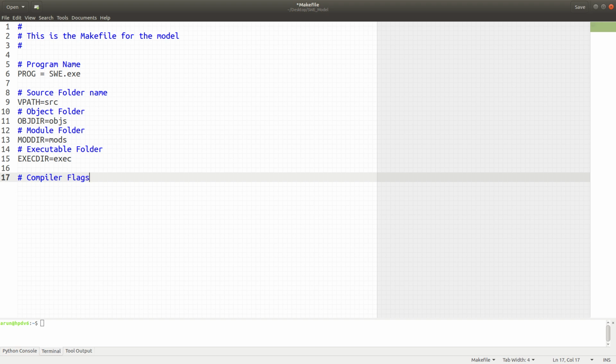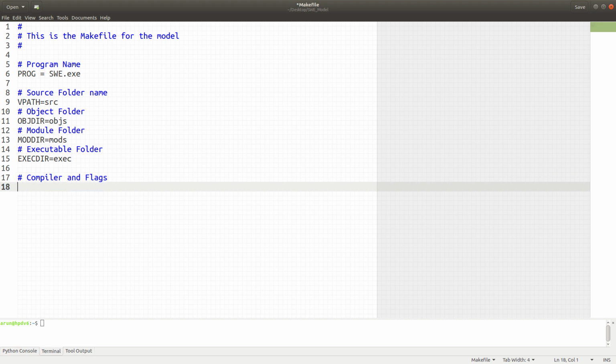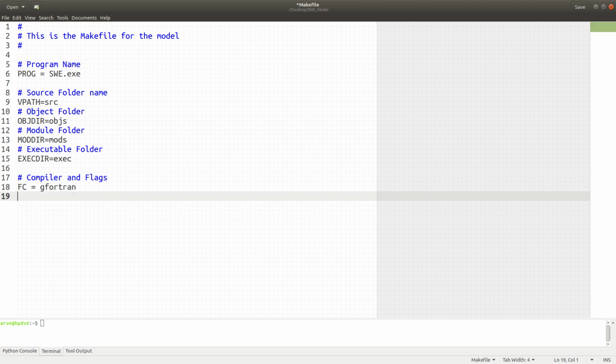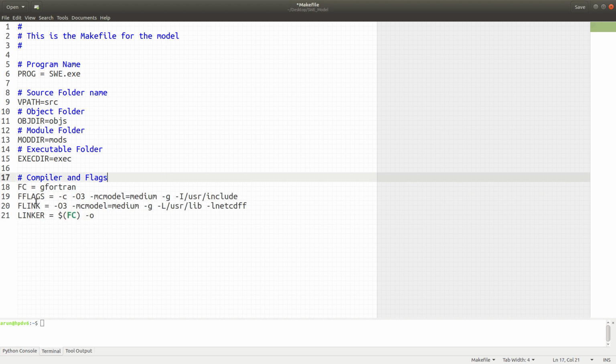Compiler and flags. Okay, it's working. So fc, which is actually a Fortran compiler, is going to be gfortran, and then a few more flags which we'll write down and then I'll explain. There we go. So this is our Fortran flags. That's going to give it f flags.